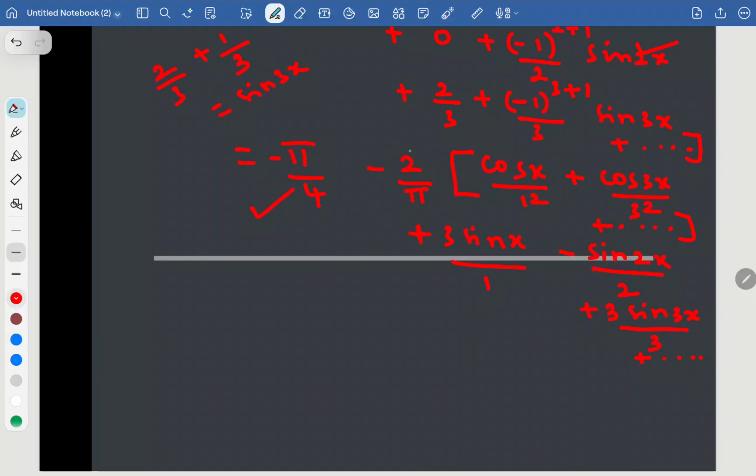A0 by 2 minus pi by 4. I am taking minus 2 outside, also pi outside. Remaining term cos x by 1 square plus cos 3x by 3 square. For the Bn case, 3 sin x by 1 minus sin 2x by 2 plus 3 sin 3x by 3. This is formation of Fourier series for f of x.